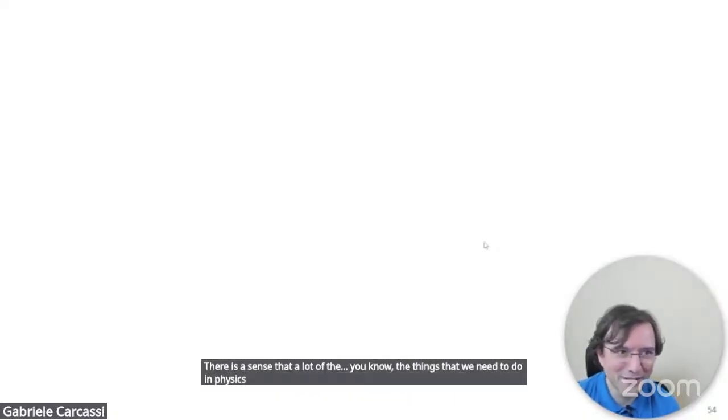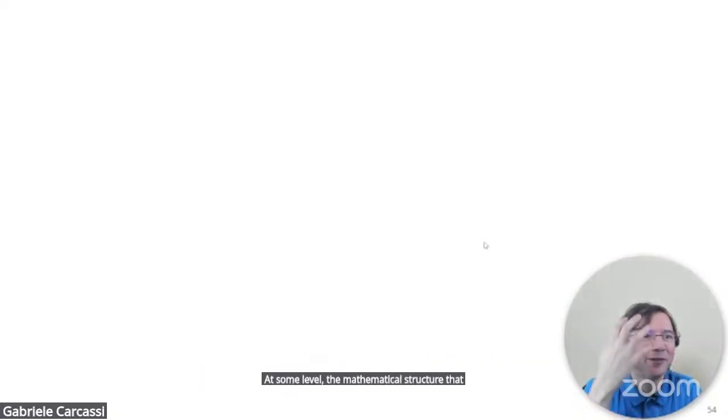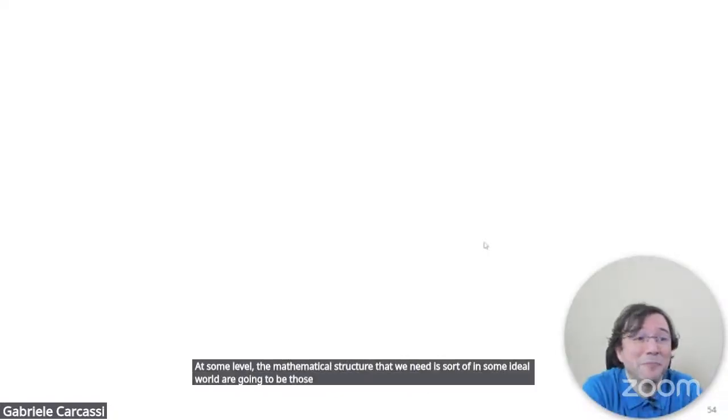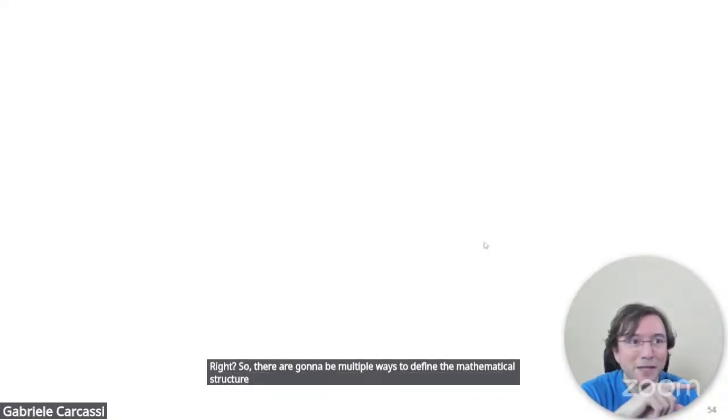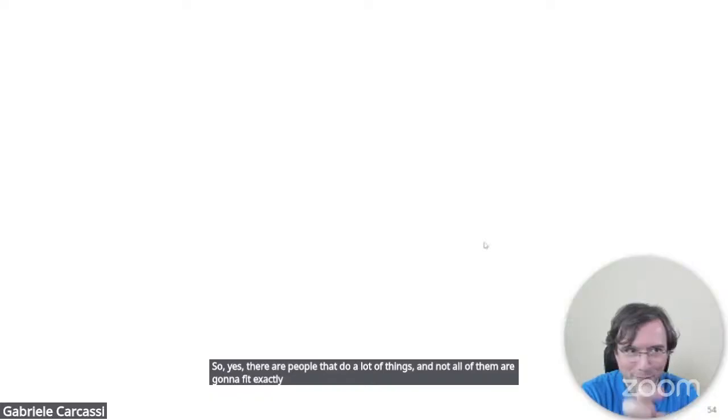There is a sense that a lot of the things that we need to do in physics are the things that we need to do in physics. So at some level, the mathematical structures that we need in some ideal world are going to be those, and then those can be implemented in many different ways, right? So there are going to be multiple ways to define the mathematical structure that are going to be equivalent to each other. So yes, there are people that do a lot of things, and not all of them are going to fit exactly the math that we need.